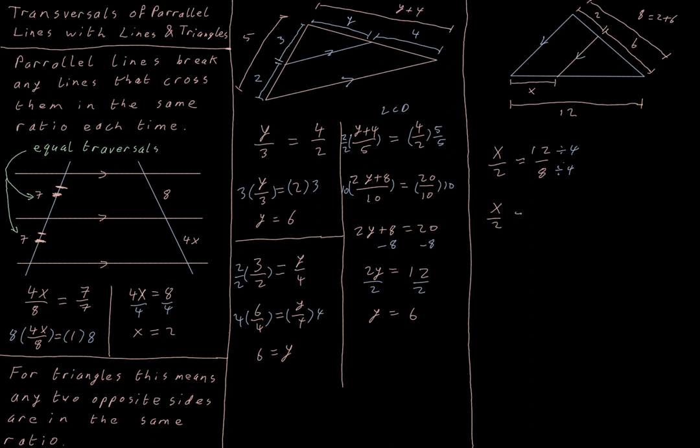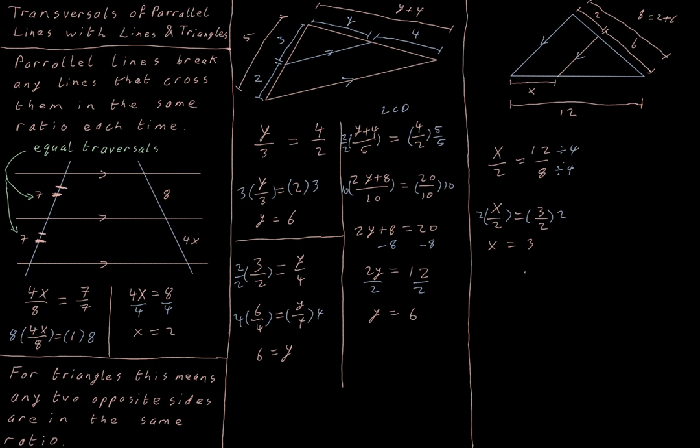So x all over 2 is equal to 3 all over 2. So now x must be equal to 3. But we can write that mathematically by multiplying both sides by our common denominator of 2, because 2 divided by 2 is 1. So we have x is equal to 3. 2 divided by 2 times 3 is 3. So that's one way to do it.